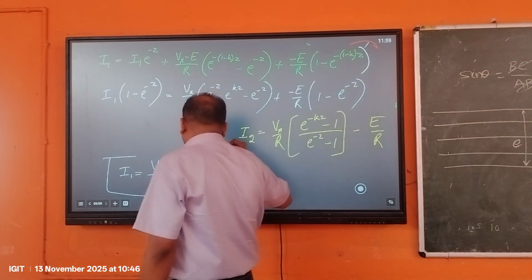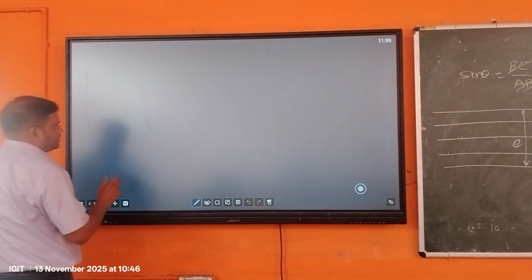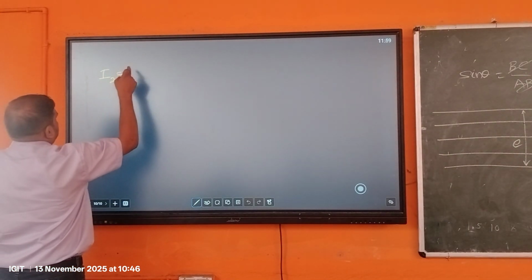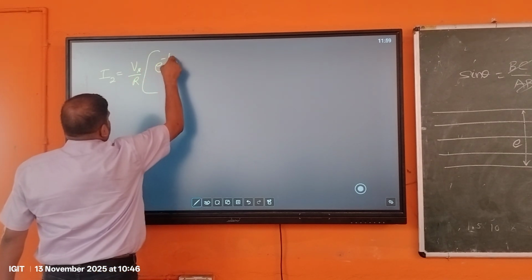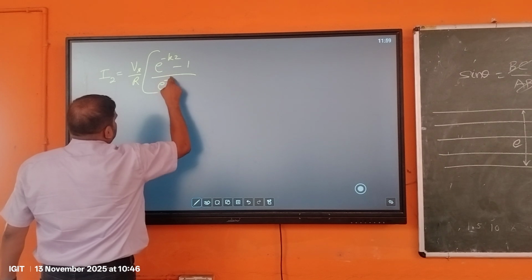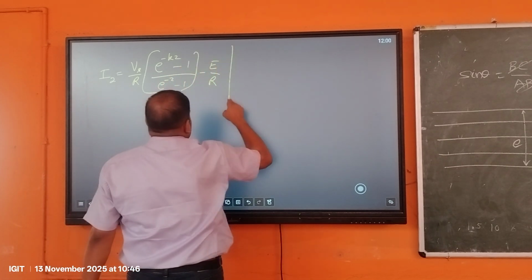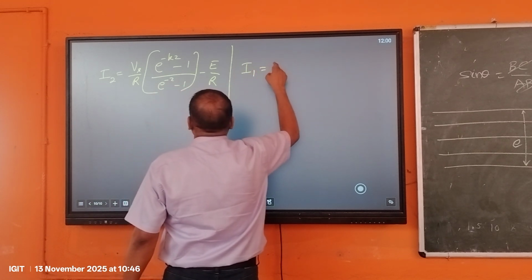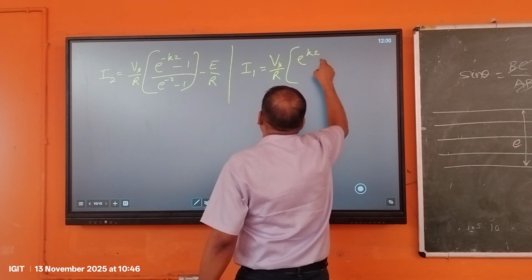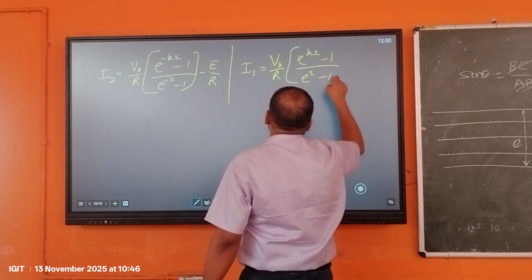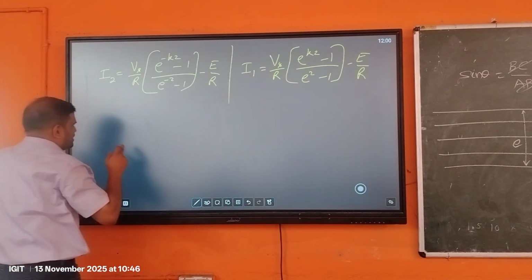Okay. If we get it finally, can we just recall this in a fresh screen? So I2 is how much? Vs by R, e to the power minus kz minus 1 by e to the power minus z minus 1, minus e by r. And what is the value of I1? Vs by R, e to the power kz minus 1 by e to the power z minus 1, minus e by r. Very good. So we remember these two. What is the del I?